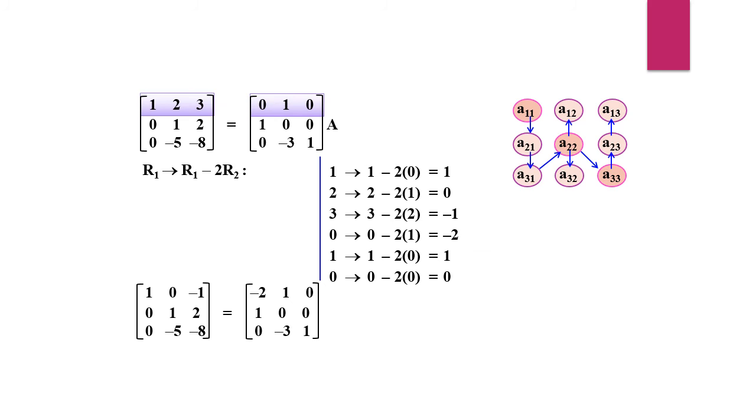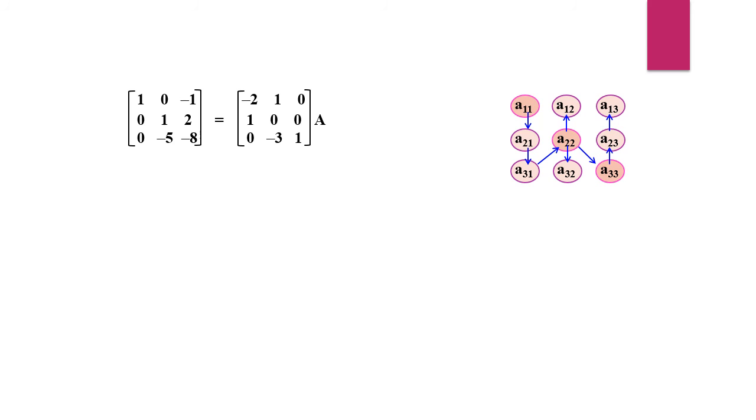Elements of R2 and R3 remain as it is. So we apply the property on third row. So the property must be applied to convert minus 5 into 0. So the property will be R3 implies R3 plus 5 R2.